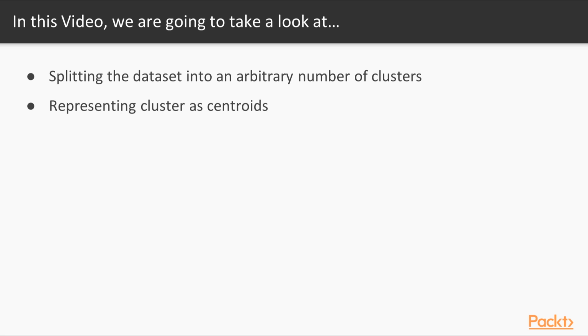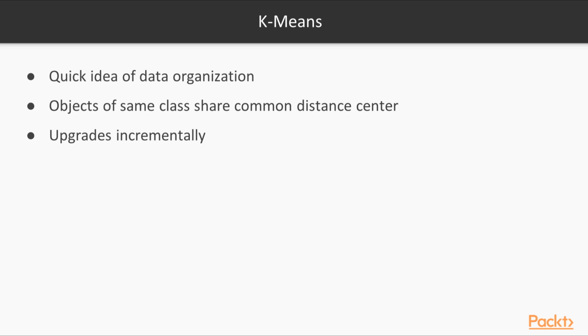In this video we're going to split the dataset into an arbitrary number of clusters with the help of the k-means algorithm, and each cluster will be represented by a centroid. K-means is a simple and effective algorithm that can be used to obtain a quick idea of how a dataset is organized. Its main differentiation is that objects belonging to the same class will share a common distance center, which will be incrementally updated with the addition of each new sample.